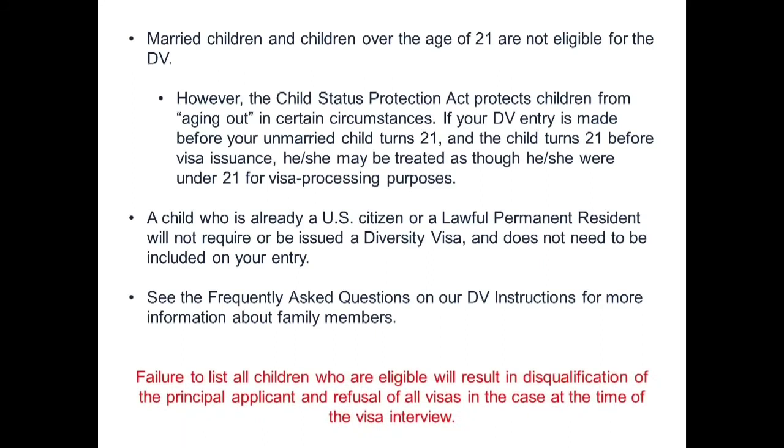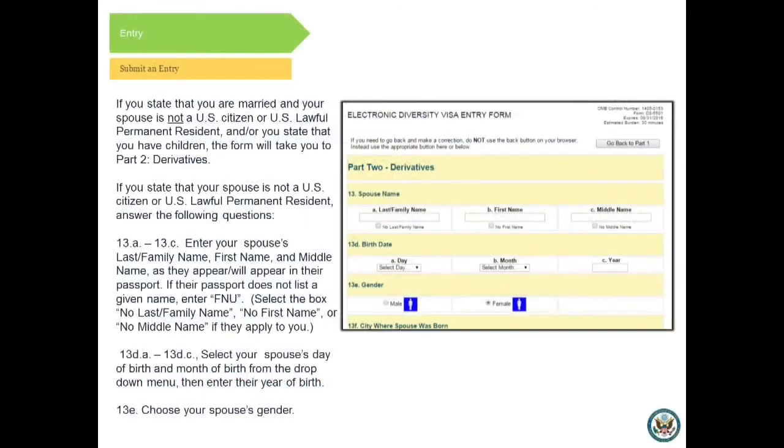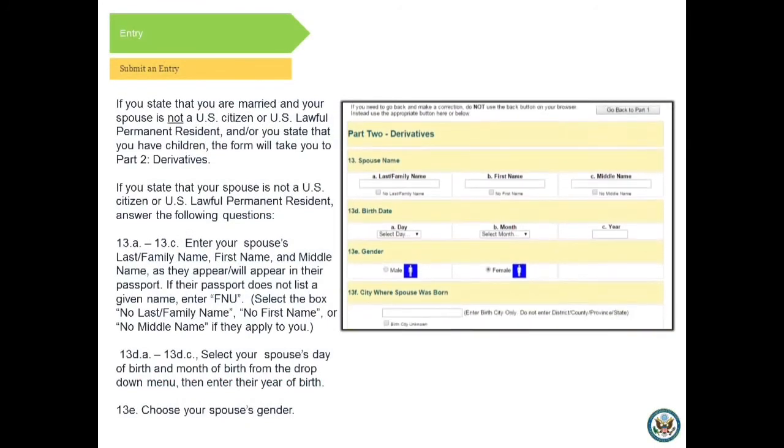Failure to list all children who are eligible will result in disqualification of the principal applicant and refusal of all visas in the case at the time of the visa interview. If you state that you are married and your spouse is not a U.S. citizen or U.S. lawful permanent resident, and/or you state that you have children, the form will take you to Part 2, Derivatives. If you state that your spouse is not a U.S. citizen or U.S. lawful permanent resident, answer the following questions.